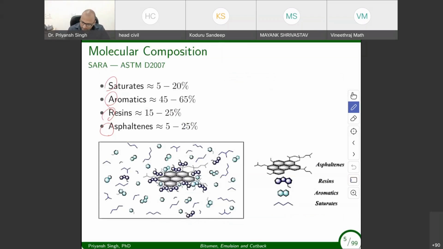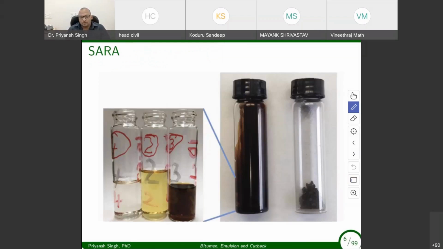Basically, if you do adsorption chromatography, or if you separate the components by using n-heptane, the asphalt can be divided into two parts, asphaltenes and maltenes. The maltenes can further be divided into three parts: saturates, resins, and aromatics.